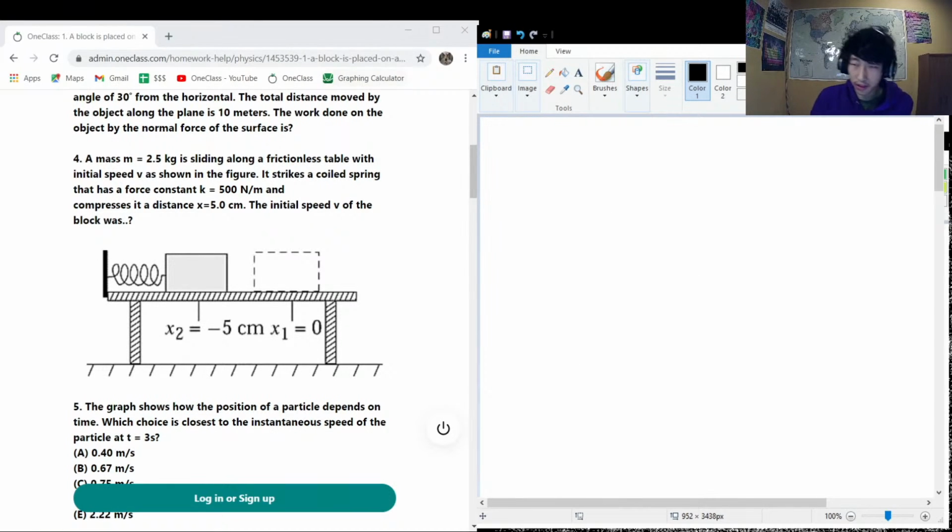So part 4 is asking us, a mass of 2.5 kilograms is sliding along a frictionless table with an initial speed of v, and we don't know what v is. I think we're going to need to calculate v. It strikes a spring, and the force constant of the spring is 500 newtons per meter. It compresses by a distance of 5 centimeters. So now, knowing that, we have to calculate the initial speed of the block.